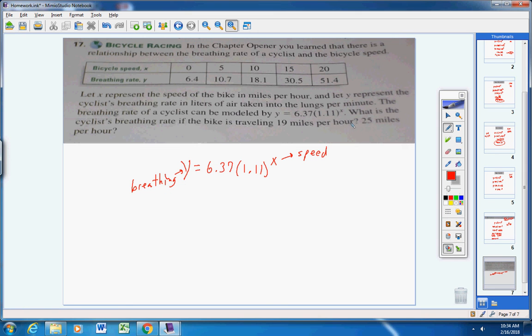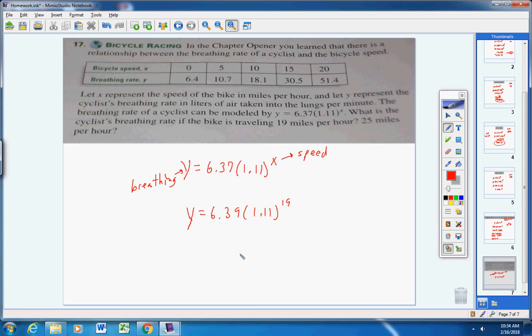There's two questions. Here's the first question. What is the cyclist's breathing rate if the bike is traveling 19 miles an hour? Well, if x is your speed, then where the x is, I'm going to put in 19. Okay? Now, obviously, as it says here, what is this cyclist's breathing rate? And if you'll notice here, the breathing rate is y. Okay? My voice is really getting bad, so I'm going to whisper for the rest of this video, but your breathing rate is y. Okay?